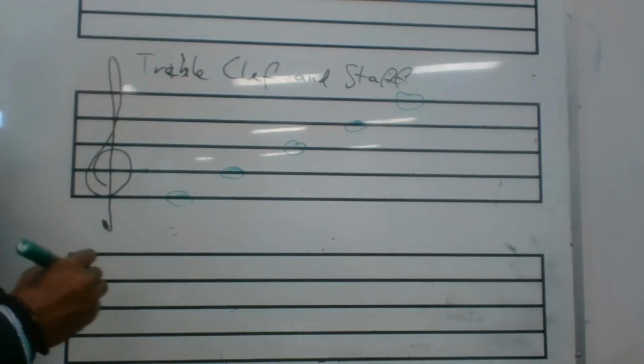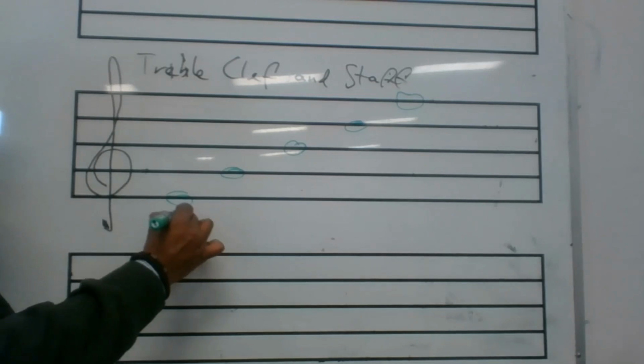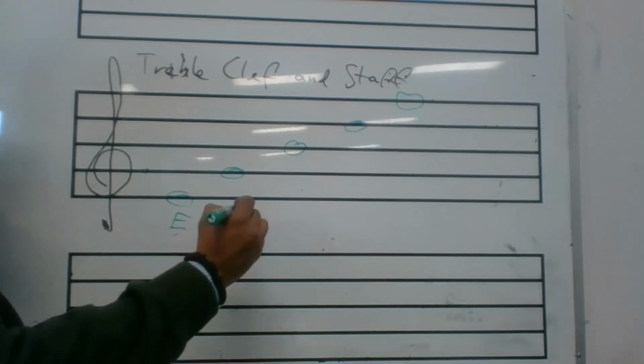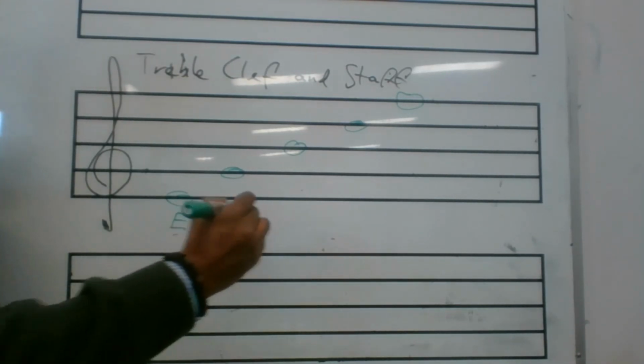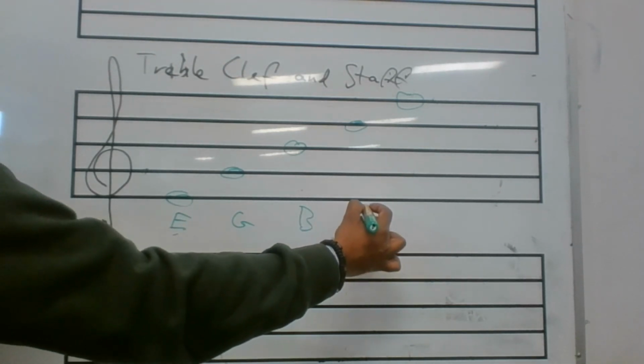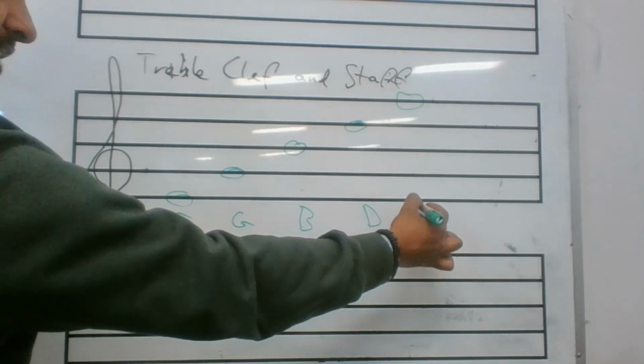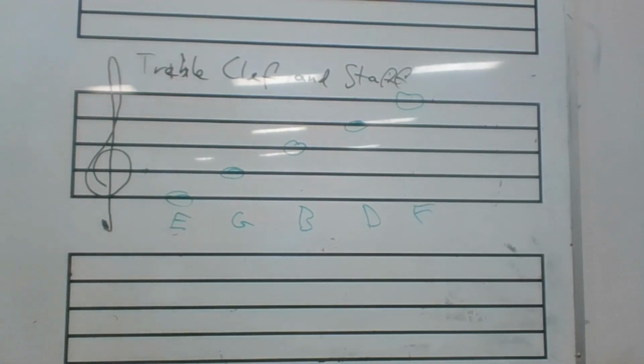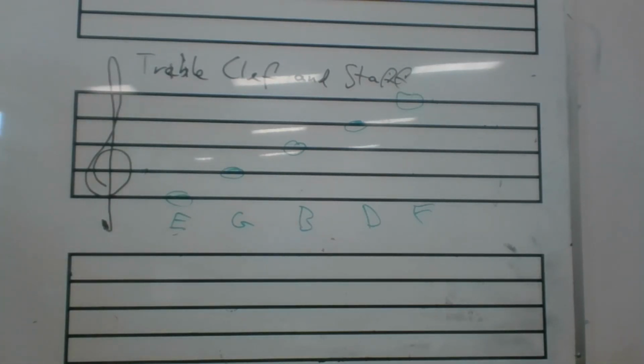These notes have names. So this one we're going to call E. G is the next one, then B, then D, and then last one is F. All right, so those are the names we give those particular notes on the line.